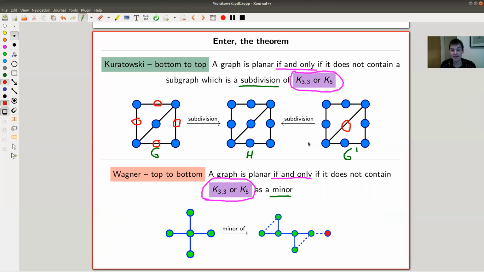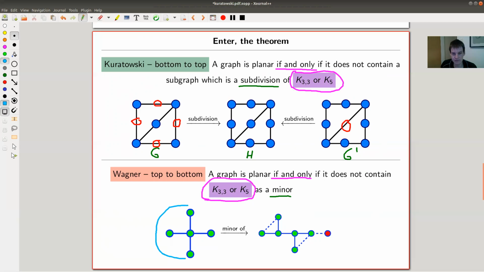And then the statement is, you start with either K33 or K5. That's how I want to think about it. You subdivide it in some crazy way. You obtain some other graph, and that other graph is a subgraph of the graph you started with. It's a bottom to top approach. In contrast, dually, there is this notion of a minor, and the minor is a top to bottom approach. So now you would start with your graph and look for a minor which is K33 or K5. So what is a minor?